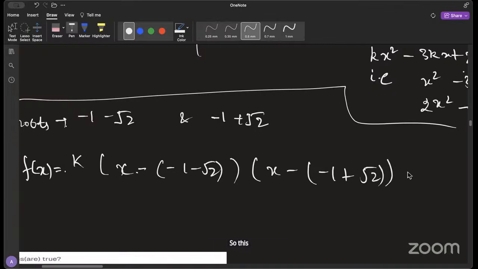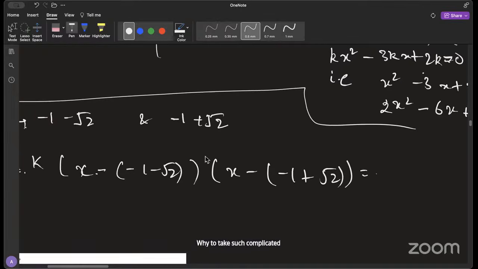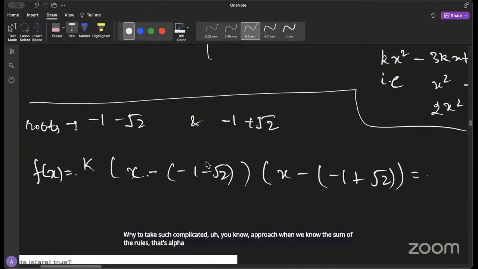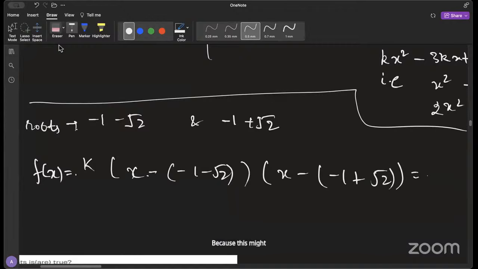Why take such a complicated approach when we know the sum of the roots, alpha plus beta, is minus b by a? You can do that too, because this might get complicated. You could have simply solved this one, and then you would have gotten the answer. You can use this one too, where you have the sum of roots.